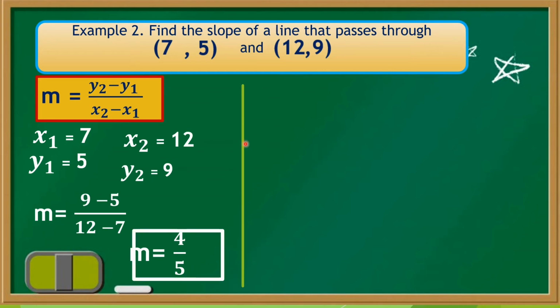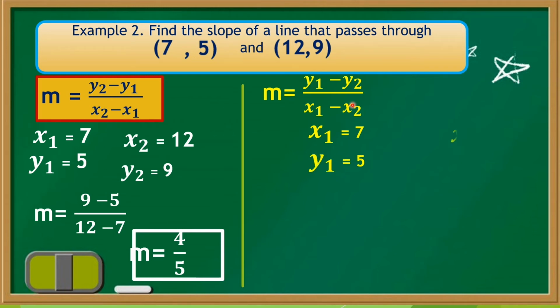Now, what if we write y sub 1 first minus y sub 2 all over x sub 1 minus x sub 2? Can we have the same value of slope? Okay, so let us try. M equals y sub 1 minus y sub 2 over x sub 1 minus x sub 2. X sub 1 is 7, y sub 1 is 5, x sub 2 is 12, and y sub 2 is 9. Substitute the value in the formula.